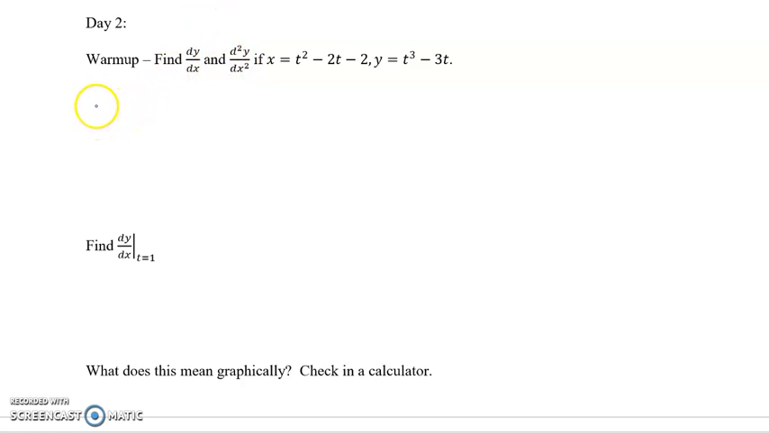So, we start with dy dx. We need that before we can find the second one. So dy dx will take the derivative of y on top, so that's going to be 3t squared minus 3. And the derivative of x on the bottom, that's going to be 2t minus 2. All right, so we could barrel on through with the second derivative.